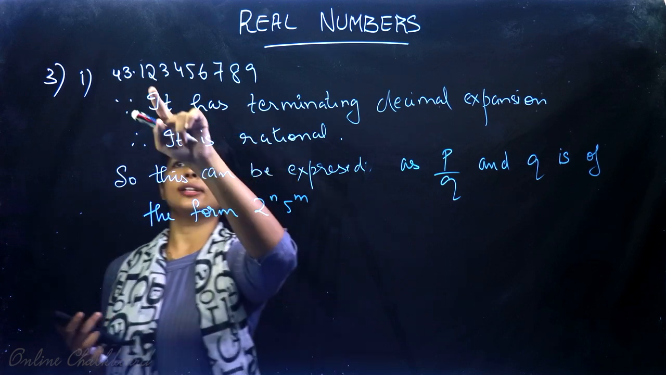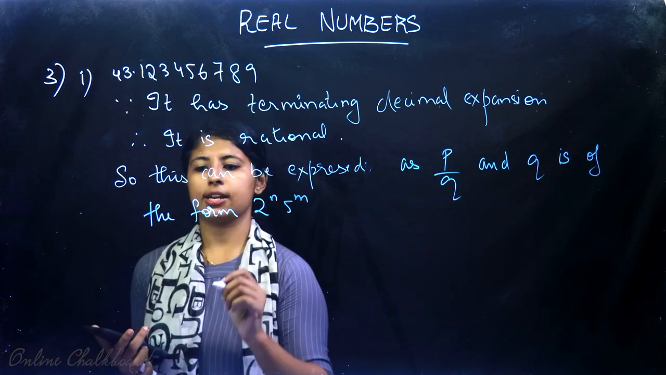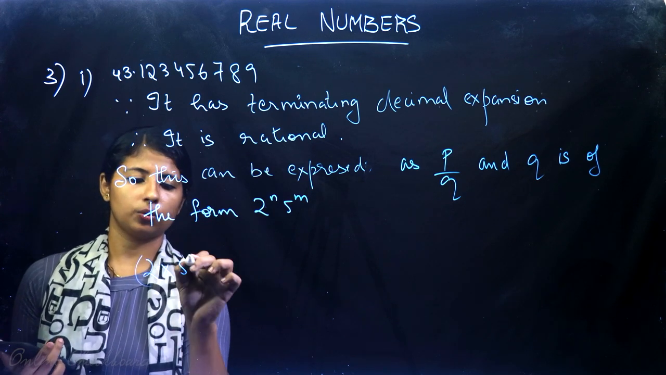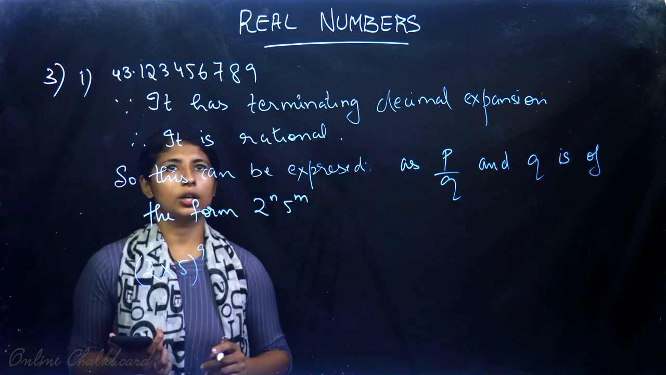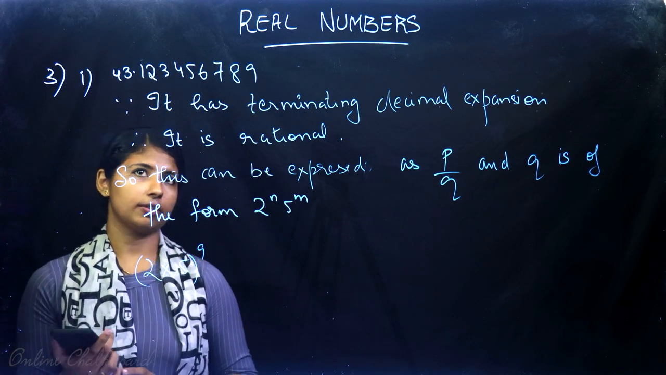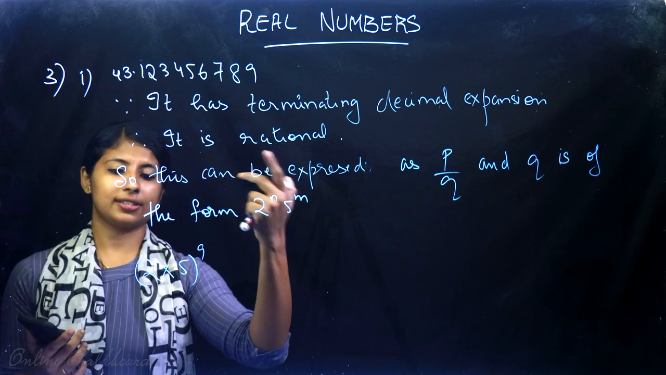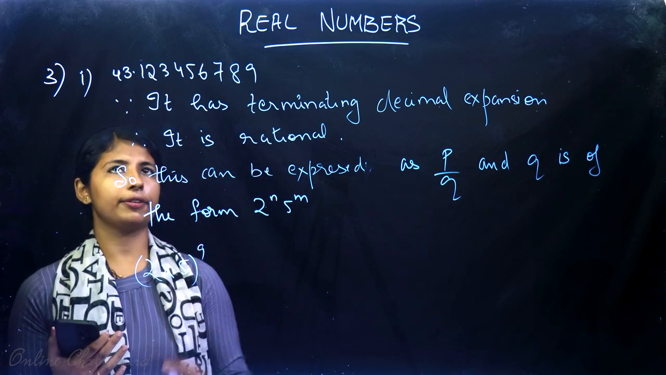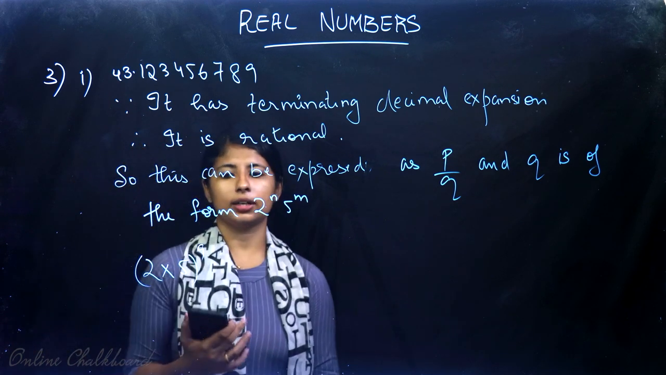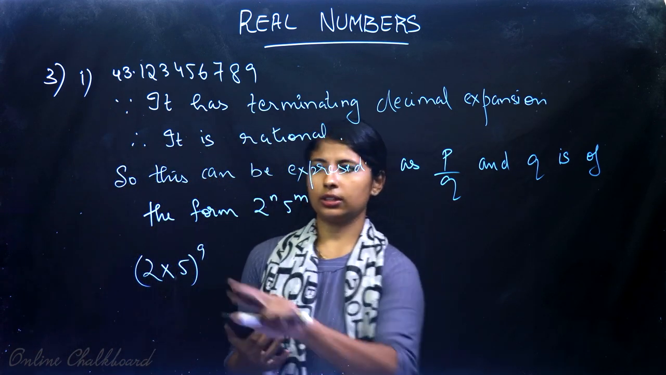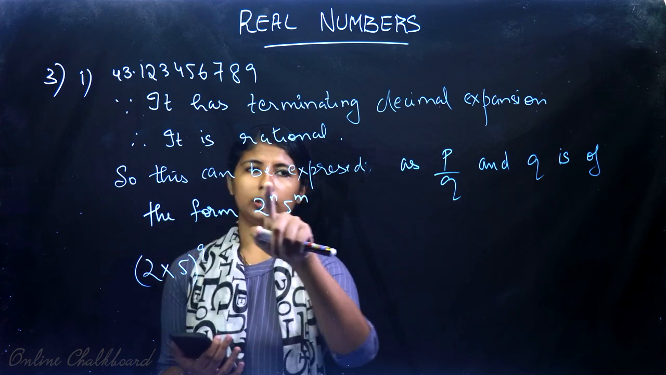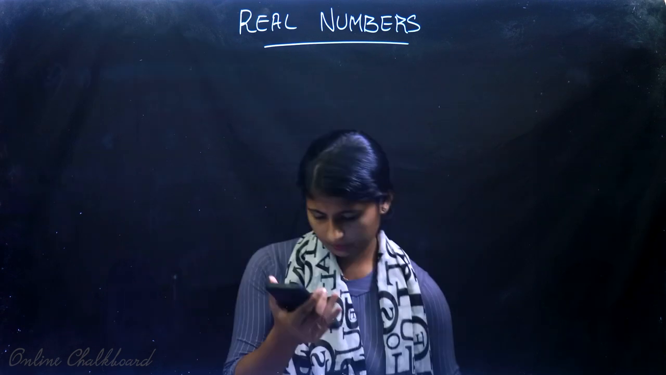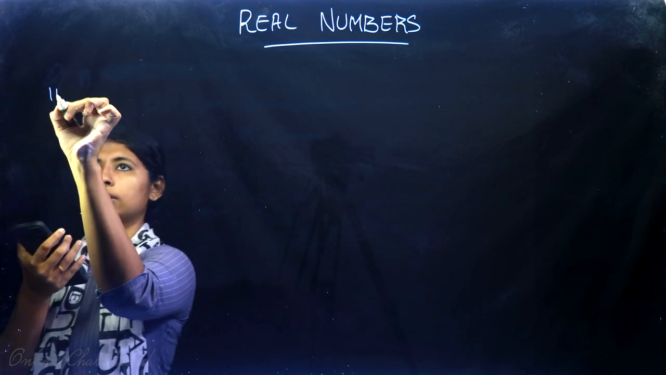Here it's like 1, 2, 3, 4, 5, 6, 7, 8, 9. So after the decimal there are 9 digits, so the denominator would be 2 raised to 9 into 5 raised to 9. If we write 43123456789 divided by 2 raised to 9 into 5 raised to 9, we can simplify it and say this would be the form. So actually, this is all we need to comment on. The denominator Q is of the form 2 raised to n into 5 raised to m. That's it. Now look into the second part of the question.